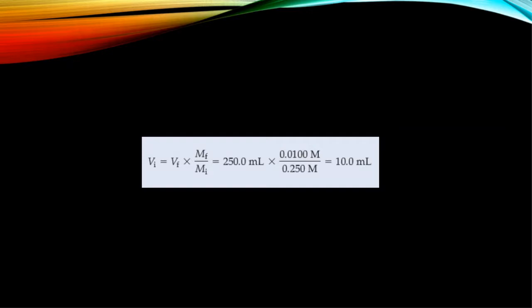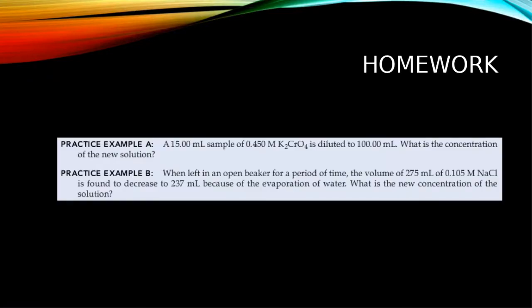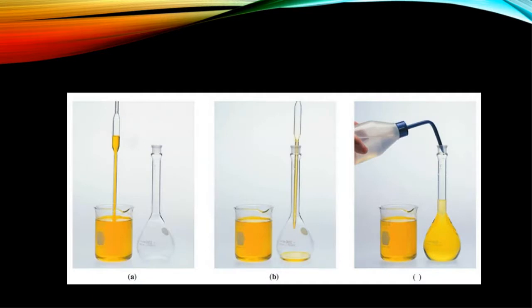Yes, this is also another way of solving that problem, and this is your homework. This is our concentrated solution, and we are preparing a solution by dilution. A pipette is used to withdraw a 10 milliliter sample from the 0.25 molar potassium chromate, and then put it in a volumetric flask and fill with water until the mark. Water is added to bring the level of solution to the calibration mark.